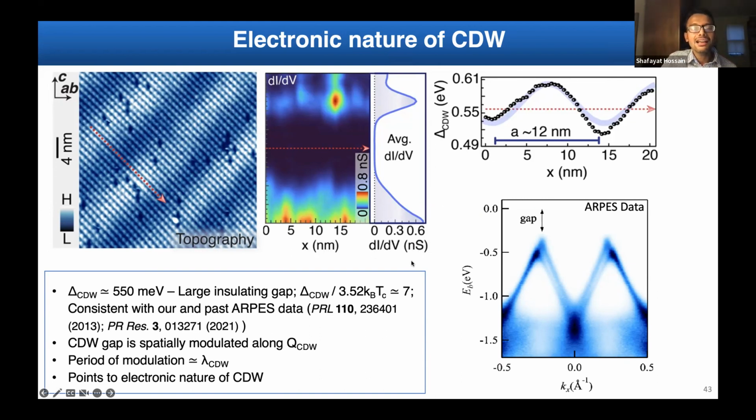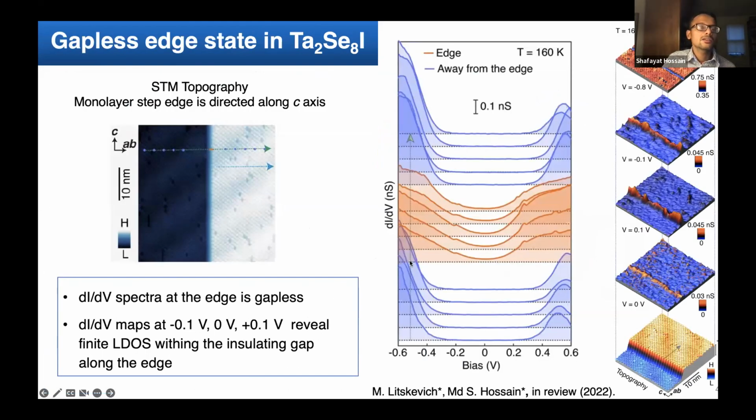So after characterizing this charge density wave state, we would like to know what happens right at the edge. To do that, we again found a very clean atomic step edge, a monolayer step edge, which runs along the c-axis of the crystal. And then we can do a detailed spectroscopy. We start with measuring the spectra away from the edge, for example, here. And then we see a very large gap, about 550 meV. And then we place the tip close to the edge, and right at the edge, we see a gapless state.